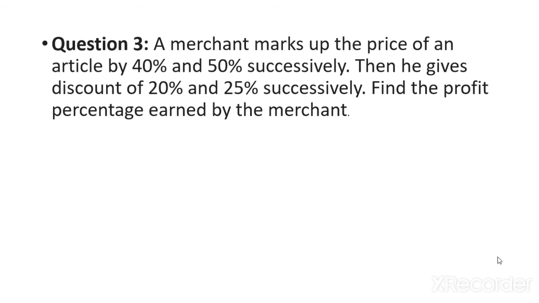A merchant marks up the price of an article by 40% and 50% successively. Then he gives discount of 20%, 25% successively. Then you'll have to find the profit percentage earned by the merchant. देखो, when we are asked about the successively, then you should be clear about it.